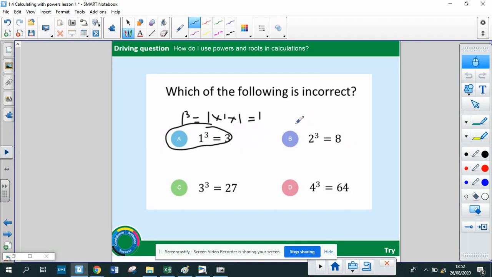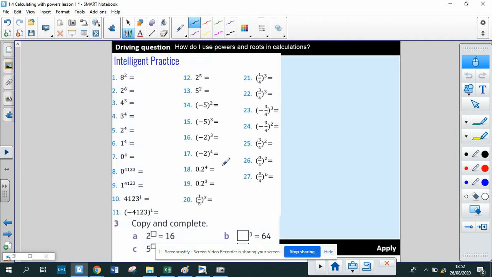To check that the rest are correct, 2 multiplied by 2 is 4, multiplied by 2 is 8. 3 multiplied by 3 is 9, multiplied by 3 is 27. 4 multiplied by 4 is 16, multiplied by 4 again, 64. Right, have a go at these questions. Pause the video while you work through them and then press play when you're ready for the answers.